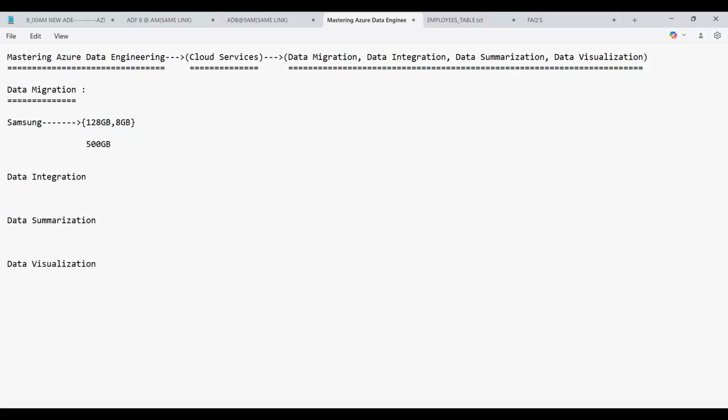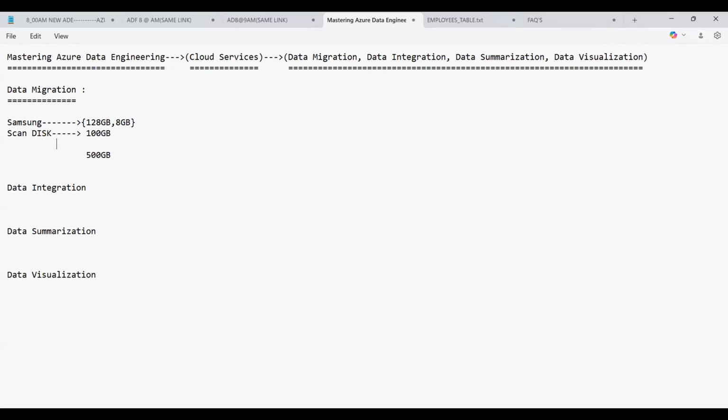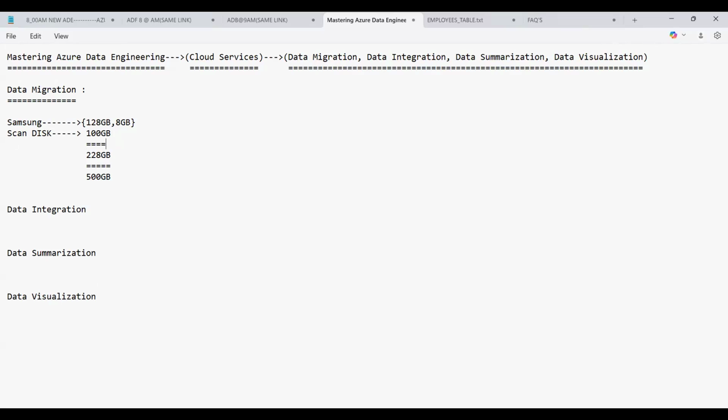So what is the alternative? You add an SD card, which we call an external memory card. Let us say you have added 100 GB. Now the total capacity has come to 228 GB. But can you still store 500 GB of data? No. You can store up to 228 GB.